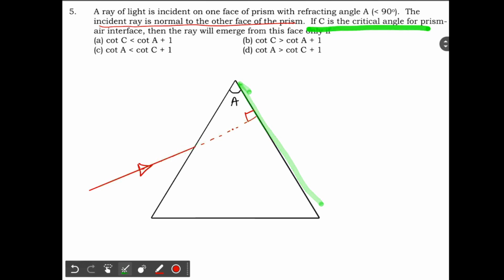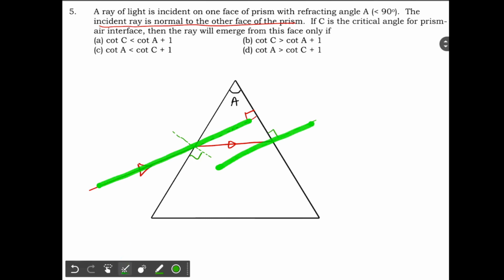If C is the critical angle for the prism-air interface, then the ray will emerge from this face only if... So the ray is bending from the first surface like this. And now let me draw the normals at the two surfaces. So this is your normal over here, and this is your normal over here, right? And this normal is parallel to this incident ray.